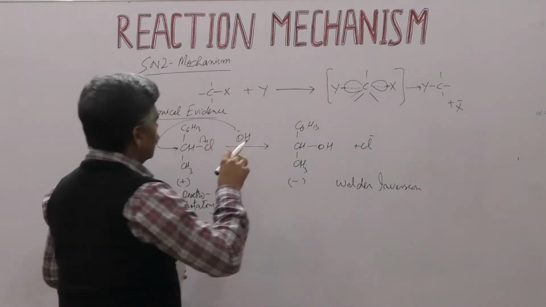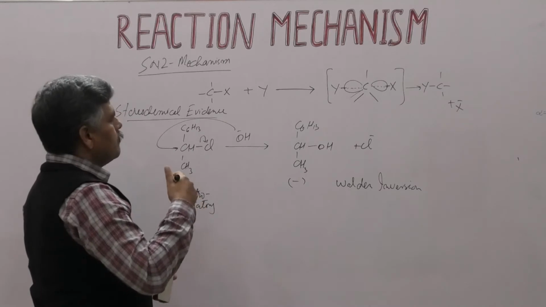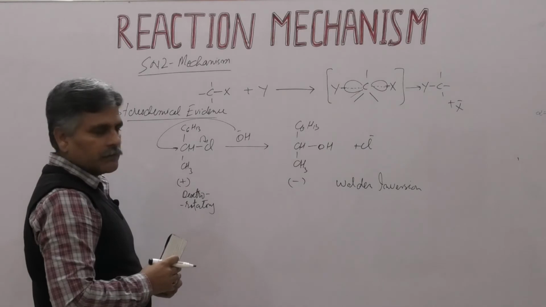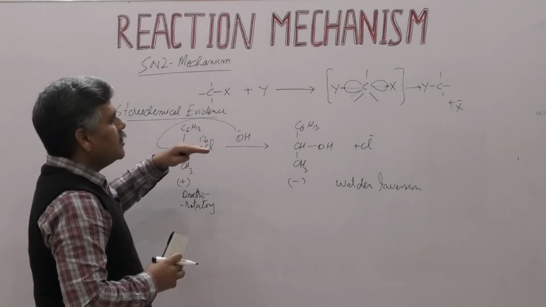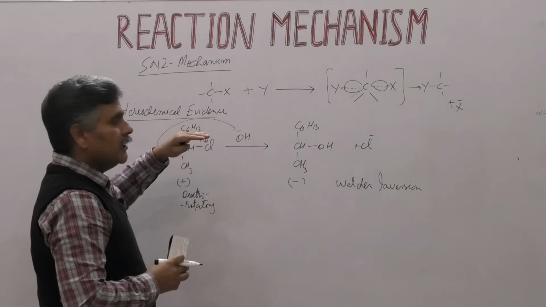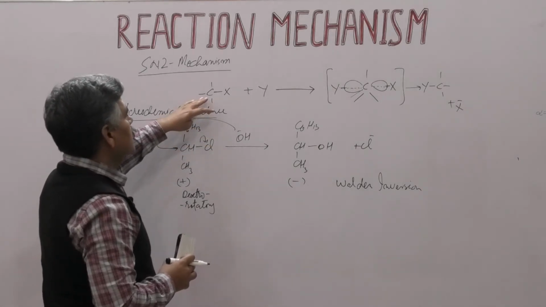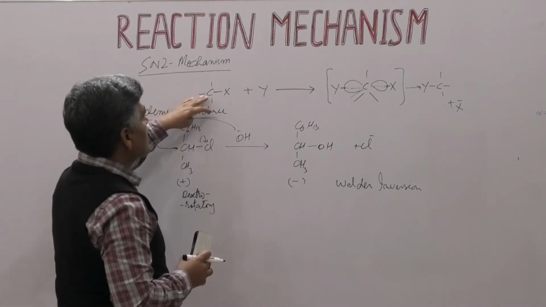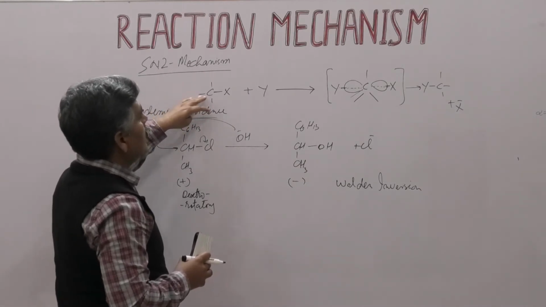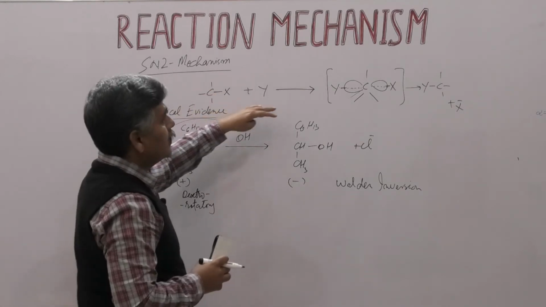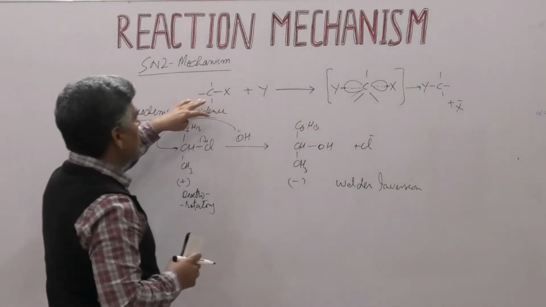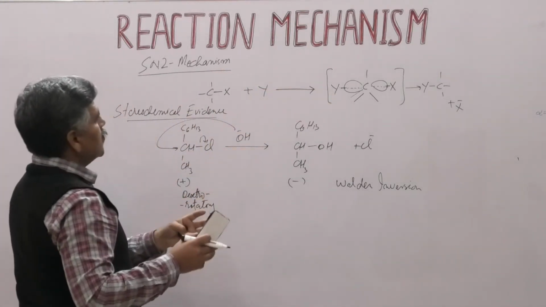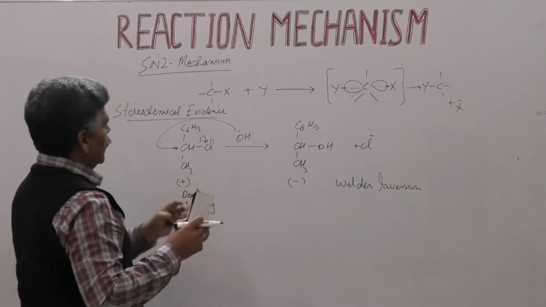Walden observed many examples in which inversion of configuration is observed in the case of SN2 mechanism. So this is the evidence that the incoming nucleophile attacks from the opposite side of the leaving group, and this carbon, which is a chiral carbon, if it is dextrorotatory, after nucleophilic substitution in the SN2 mechanism is converted into levo, and if it is levorotatory, then it is converted into dextro. I mean, complete inversion of configuration is observed in the SN2 mechanism.